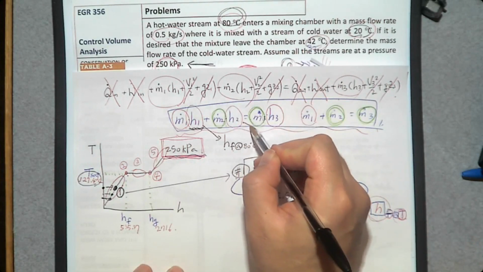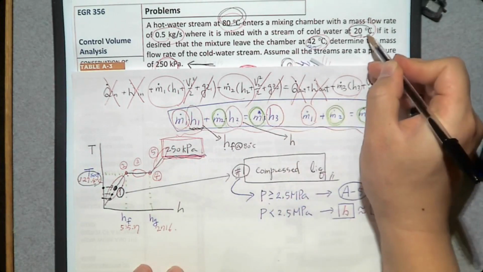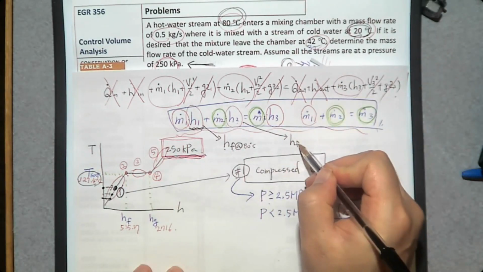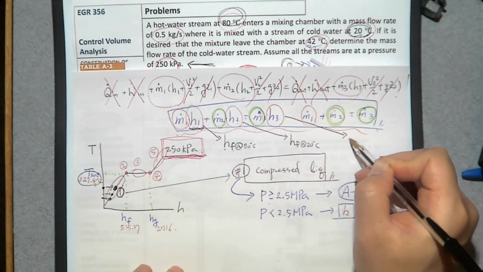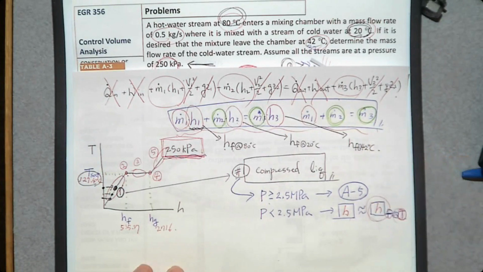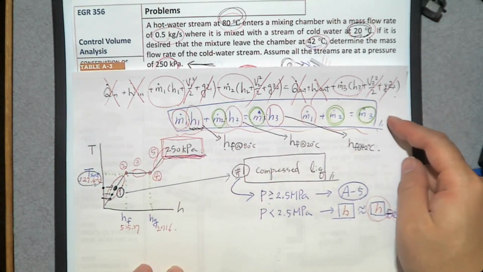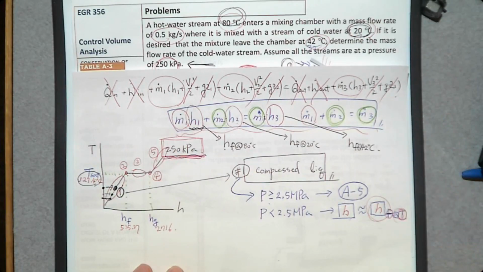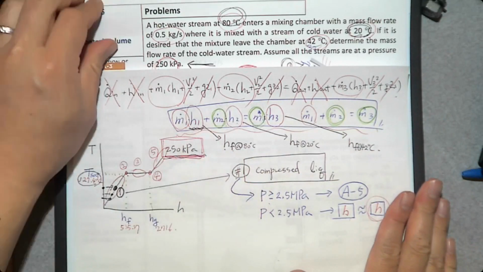What about h2? What is the temperature at inlet number 2? 20 degrees Celsius. h_f at 20. What about h3? h_f at 42 degrees Celsius. So you just need to find these 3 values, then you can solve these equations. So let's find h_f.